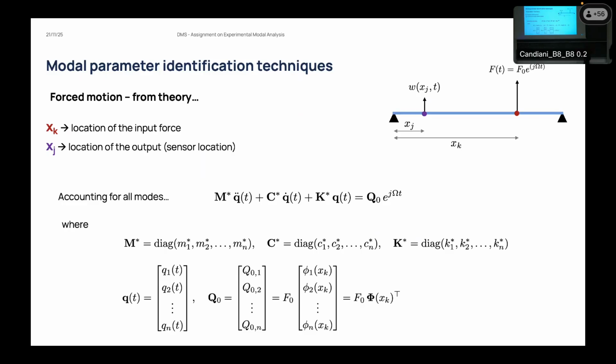This Q0 e to the i capital omega t is something that should be collecting all the different mode shapes computed in location xk, and then you have the time dependency. I would say very easy, in the sense that we are adding nothing with respect to what we saw up to last week.